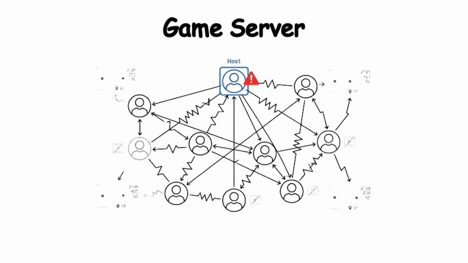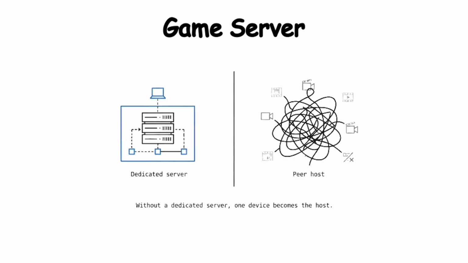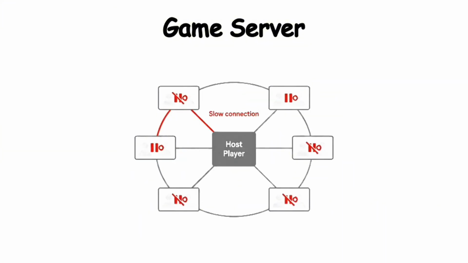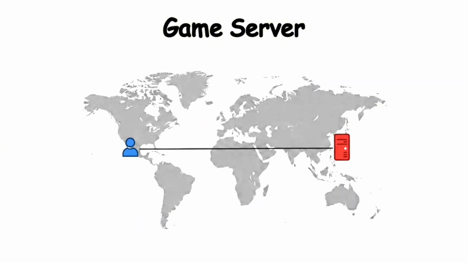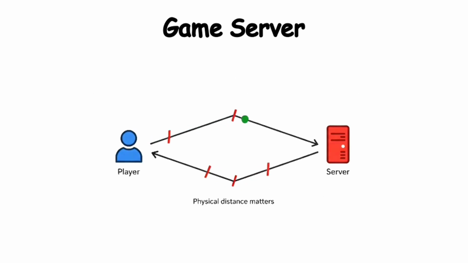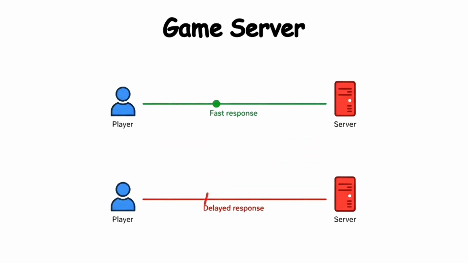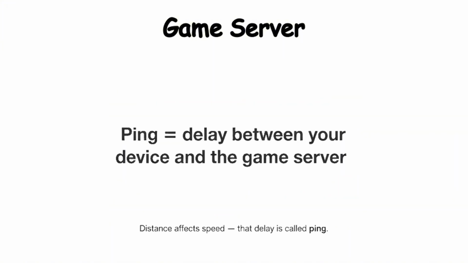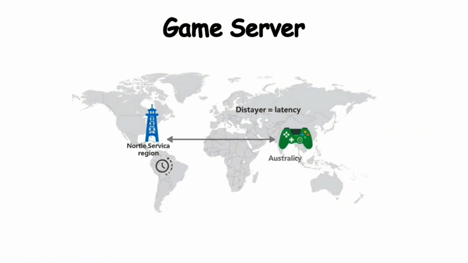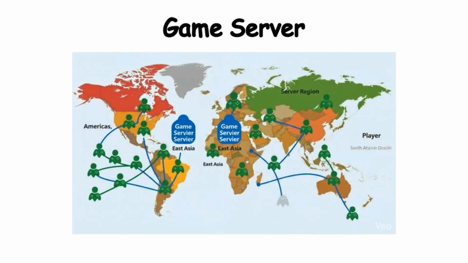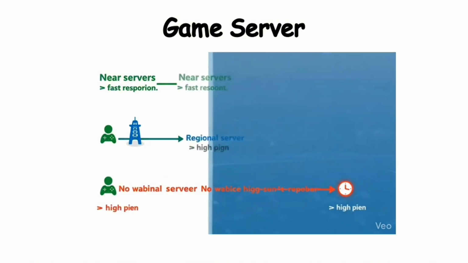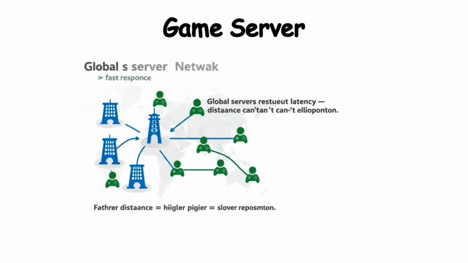Without a dedicated server, one player's device acts as the host. If that player has a slow connection, everyone suffers. A dedicated server removes that problem entirely, but game servers are heavily affected by physical distance. The delay between your device and the server is called ping. The farther you are from the server, the higher your ping, and in fast-paced games, even small delays are noticeable. This is why studios run servers across multiple regions.